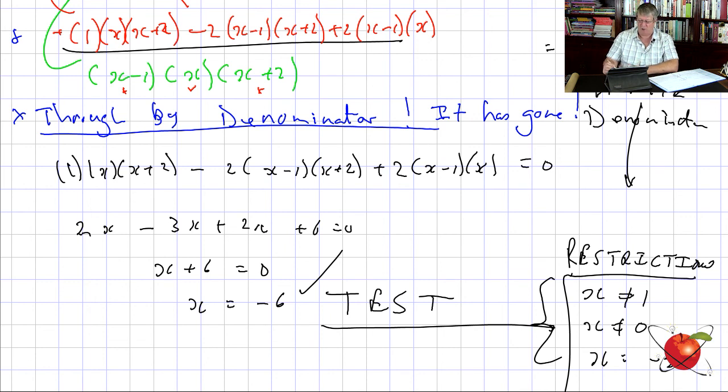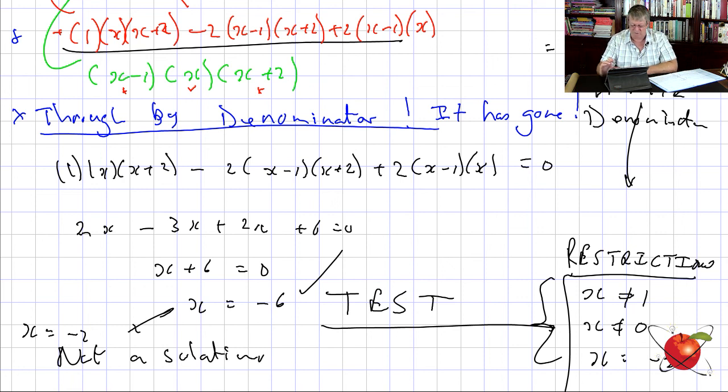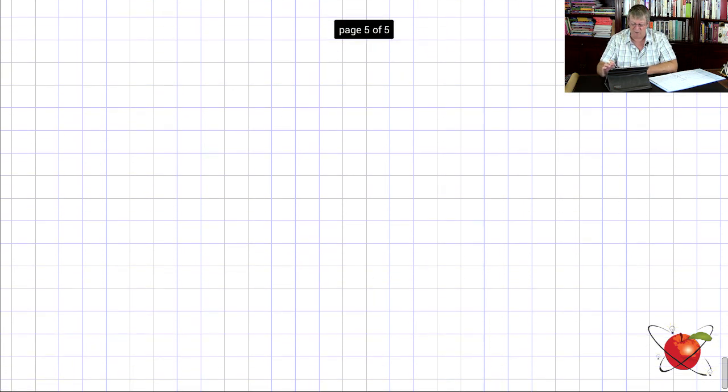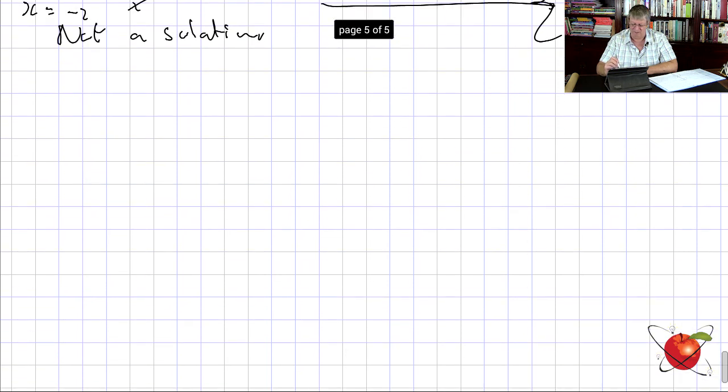What if, for example, we got an answer of x equals minus 2 as well? Let's say we got x equals minus 2 and x equals minus 6. This one is not a solution. It's not a valid solution. We can't have it.